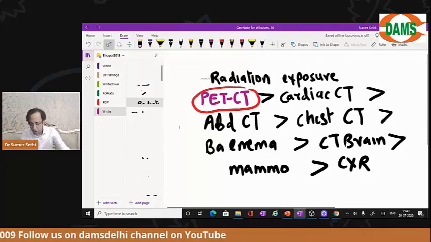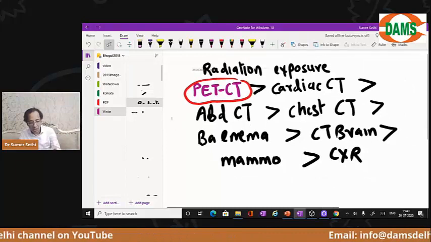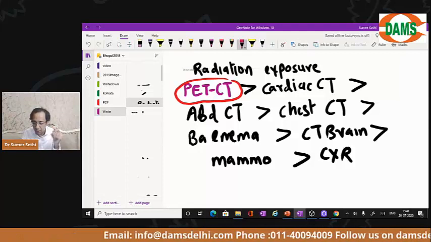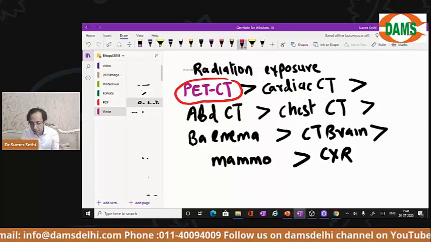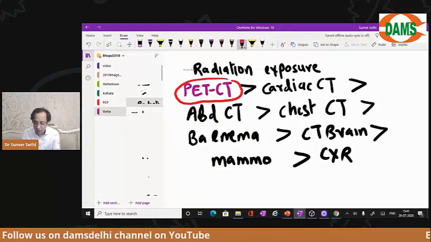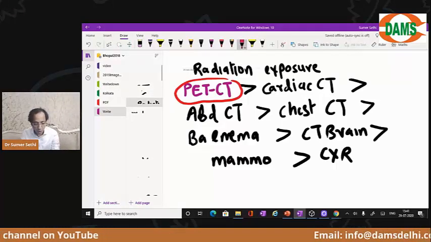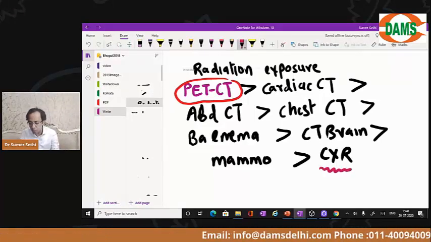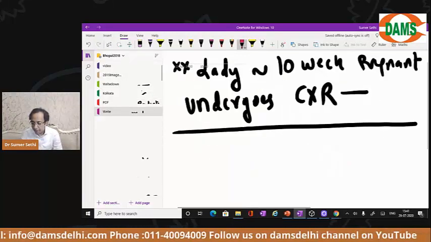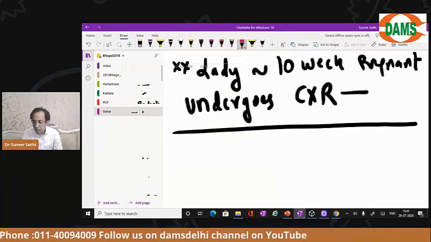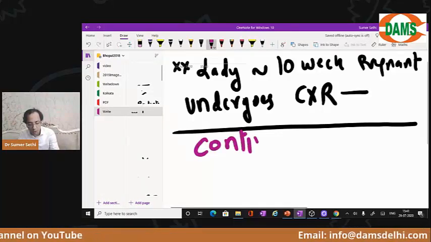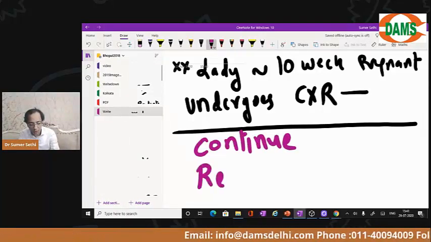So this is the first thing that I'm telling you here. Radiation exposure is maximum in PET CT, then cardiac CT, then abdominal CT, then barium enema, then CT brain, then mammography, then chest X-ray. Okay, so as far as chest X-ray is concerned, it has very minimal radiation exposure. So the question is, if a lady is 10 weeks pregnant, undergoes chest X-ray, what should you do? You need to do nothing. Just continue pregnancy and reassure her.